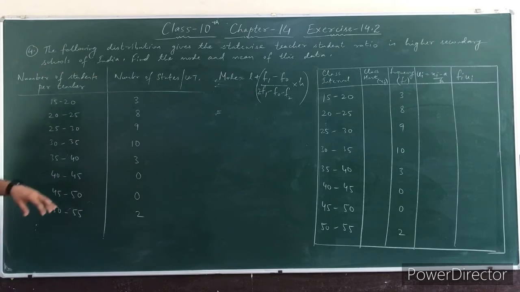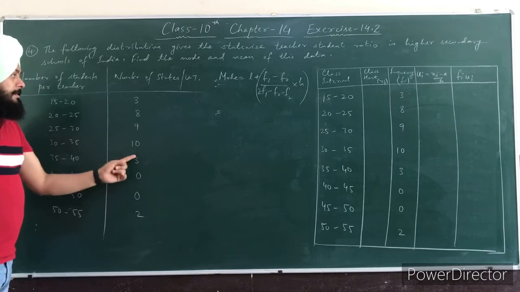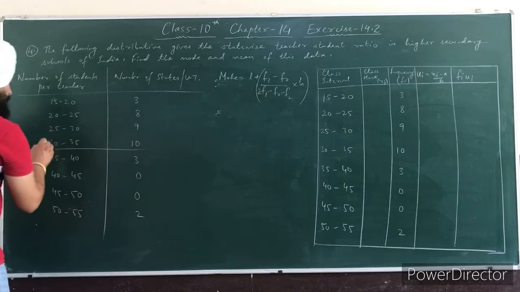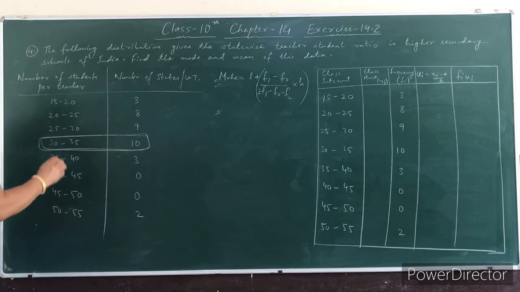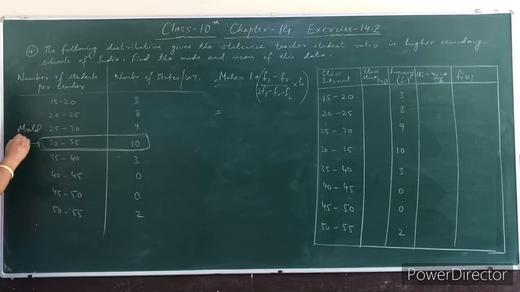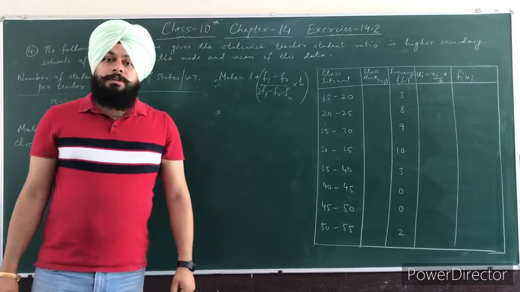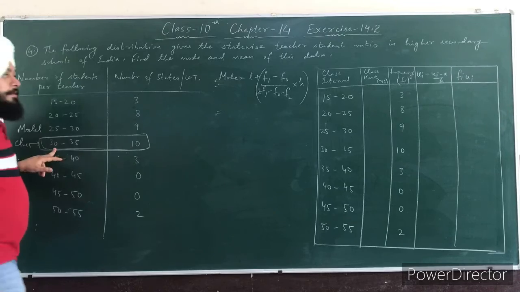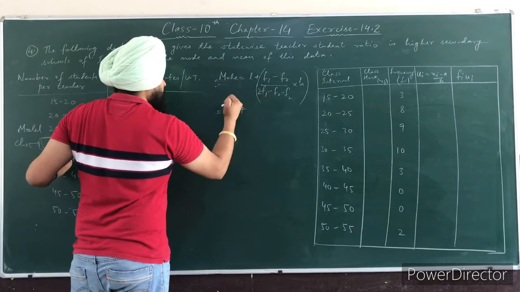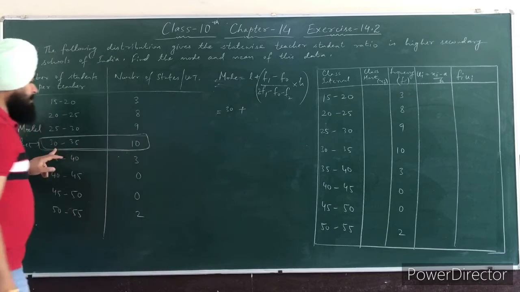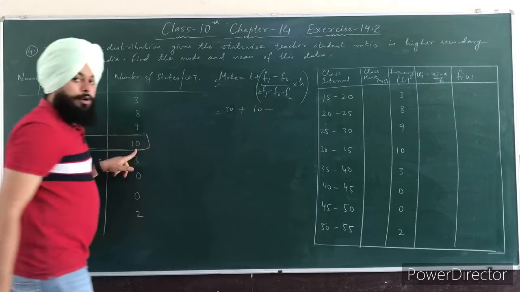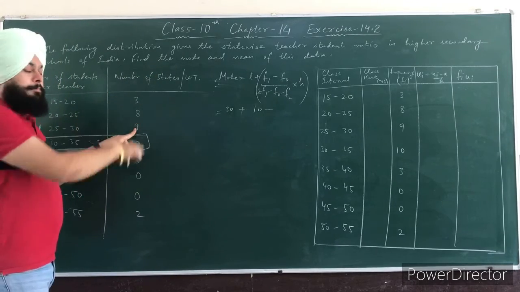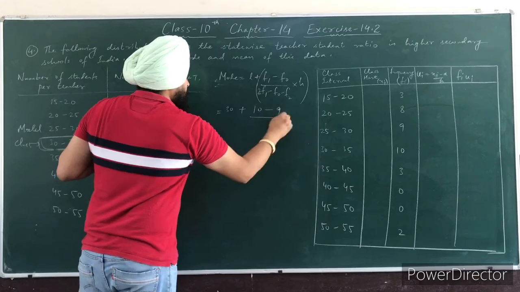So first we will check which is the highest frequency. Highest frequency is this 10. So we will take this class as our modal class. This is our modal class. In this modal class the lower limit is 30. So put here L, 30, plus (F1 minus F0). F1 is the frequency of this modal class, which is 10, minus F0. F0 is the frequency preceding the modal class, 9, to F1.